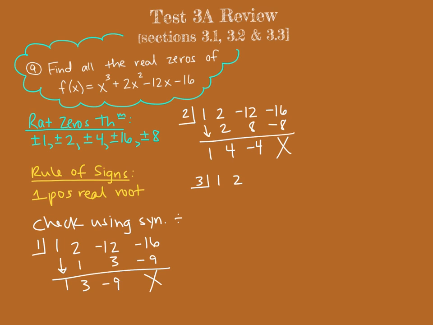Why am I trying 3? What is going on? 3 is not a possibility. Let's try 4. Maybe this will work. 24. This is not looking like it's going to work. Maybe the positive real root that we're getting is not rational.